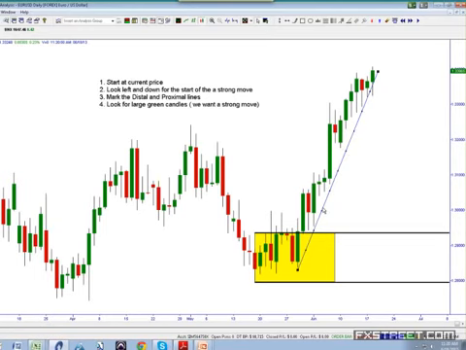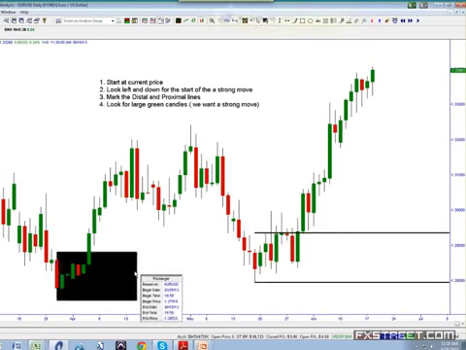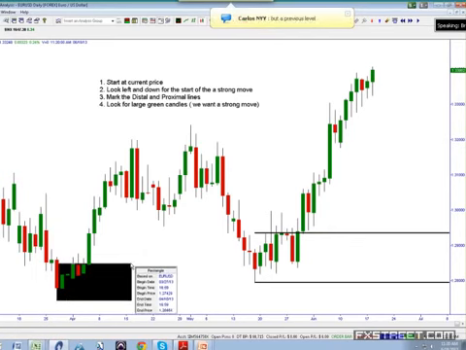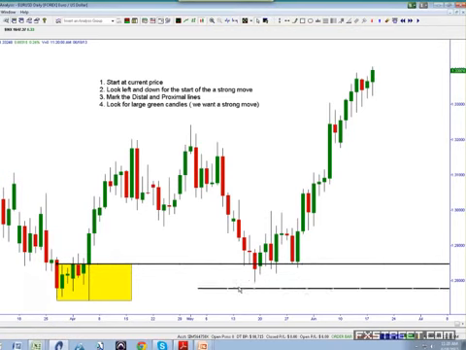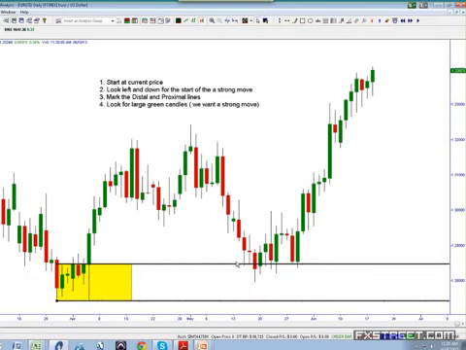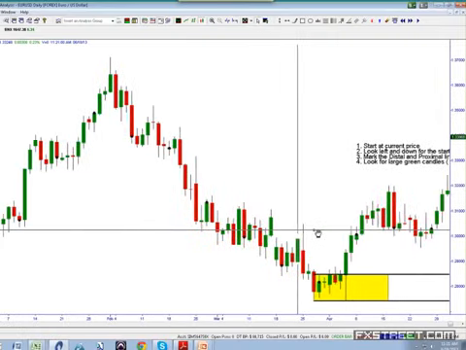So the way I check to see if a zone is fresh is I simply look left. So this is my area that I had identified as demand, but by looking left, was there an origin of a strong move in that area before? The answer is yes, right? We look back right here, and we can see this was an area of drop-base-rally once before, and therefore is no longer a fresh level. So that's why going forward I would not trade this level because it has been identified as a demand zone in the past.